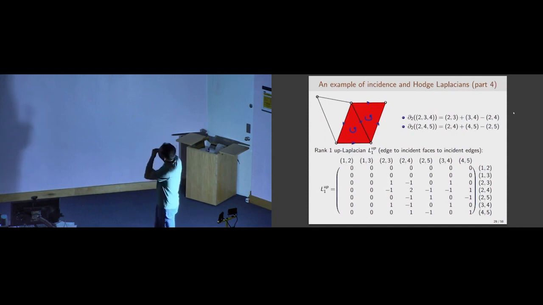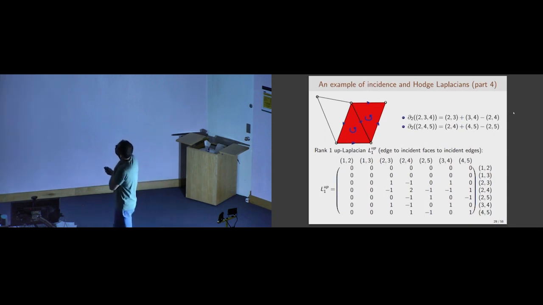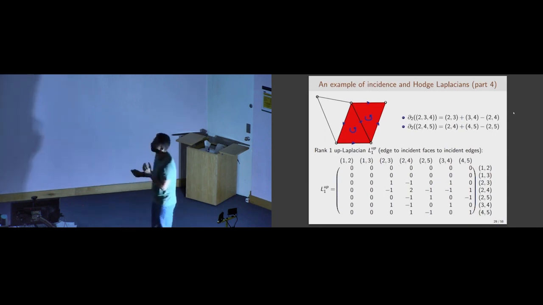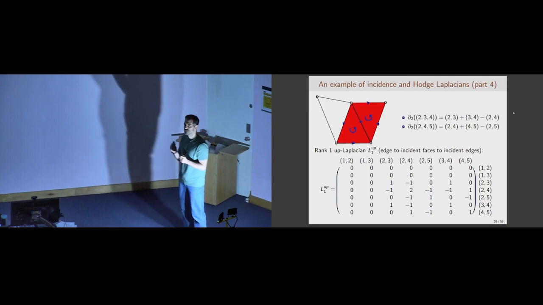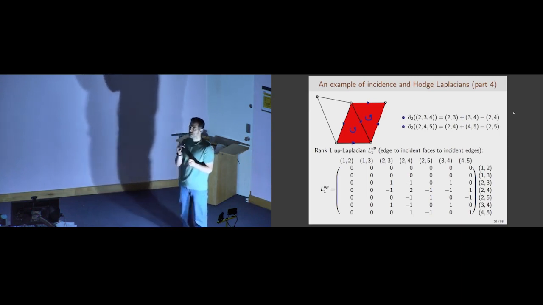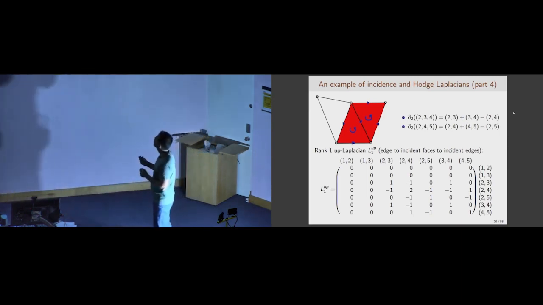So now we can also define what is called a rank 1 Laplacian. How do I do that? First of all, let's see what that means. So this is edge to incident faces to incident edges. I know that sounds confusing. What this says is, if I take two edges, are they incident to each other? But I define now the incident with respect to faces.